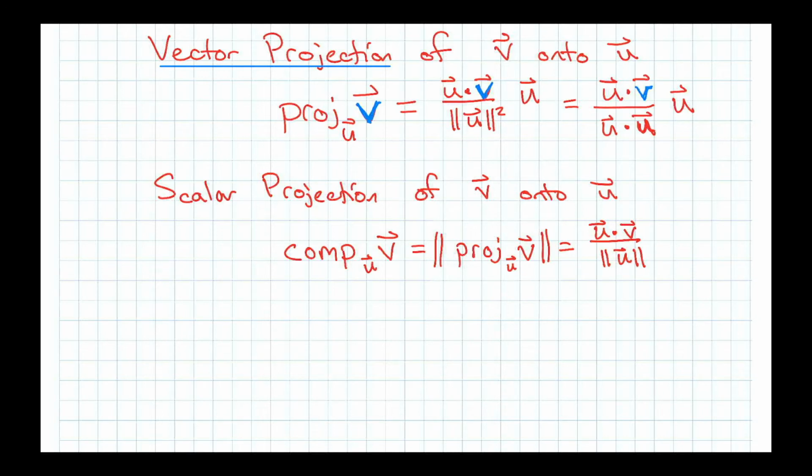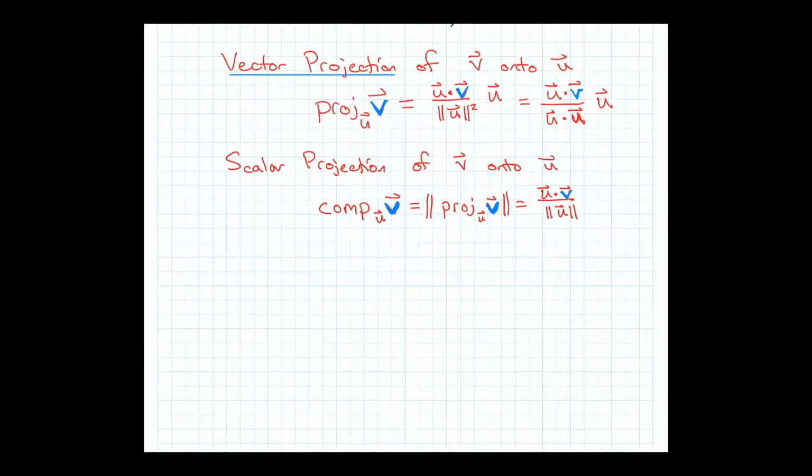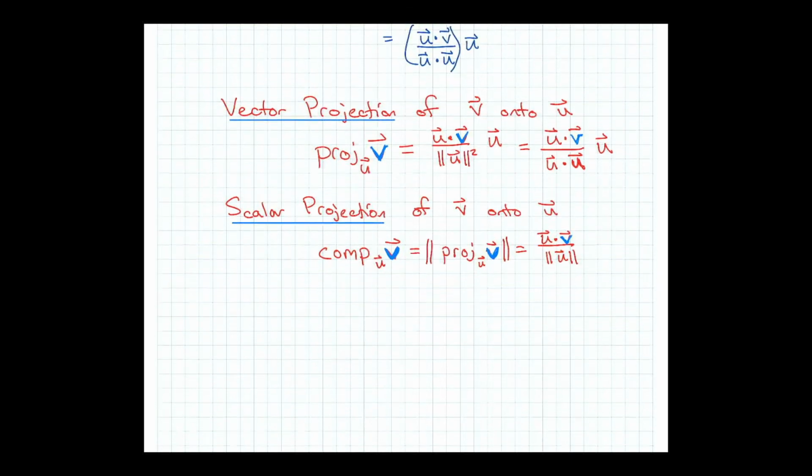And again, there's only one v there, right? So only one v. I'm doing that to hopefully make it easier to see what variables you have. So that's the scalar projection. And it's that length.